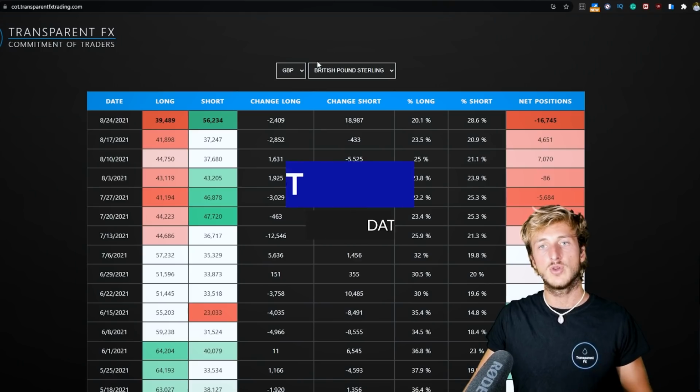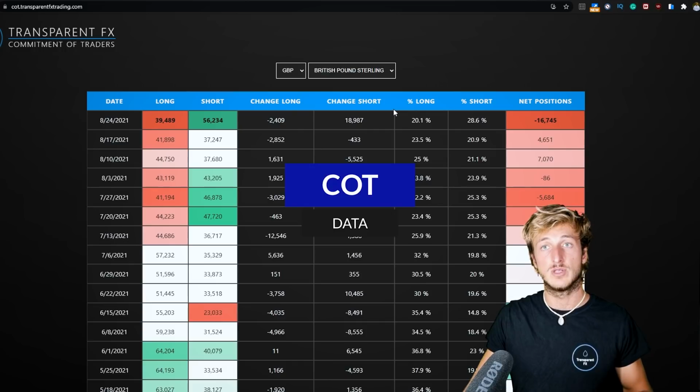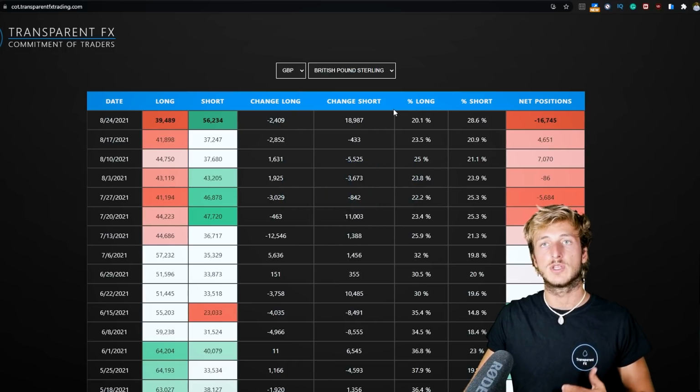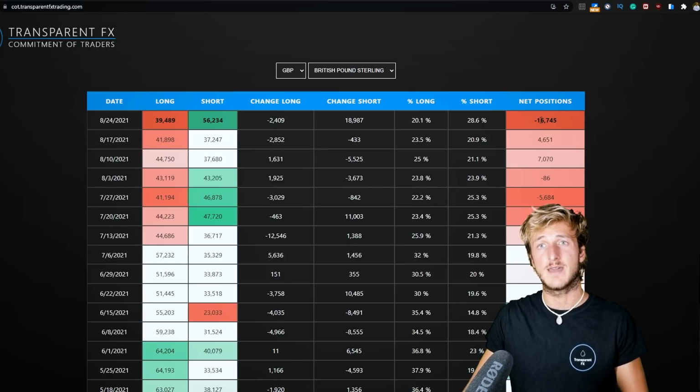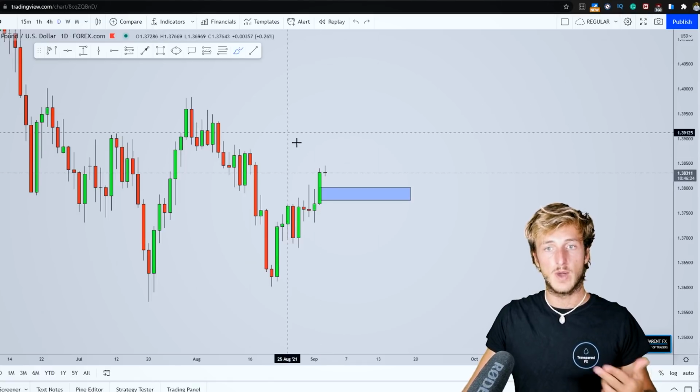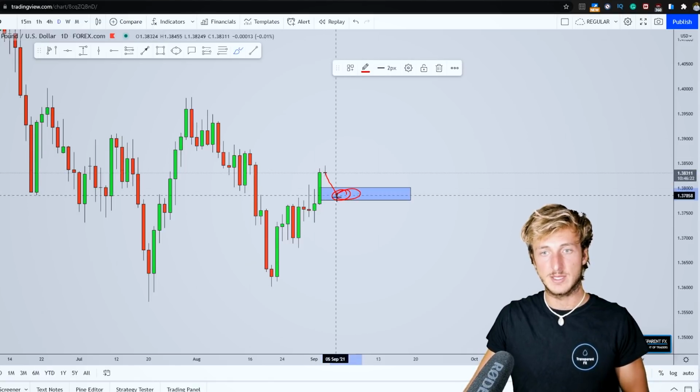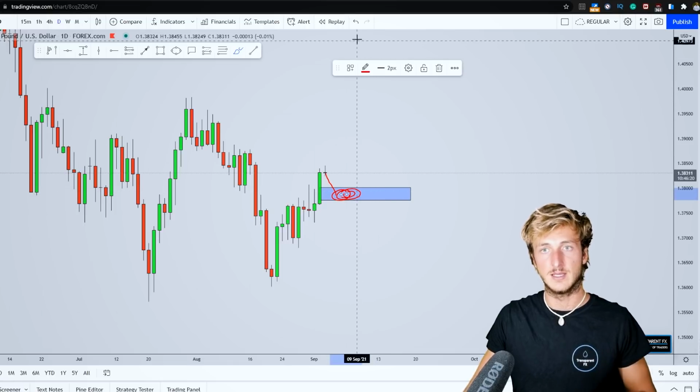Now, if we go and see what we have from a COT perspective, so commitment of traders, which is basically what hedge funds, so the non-commercials in the market are doing, we can see how lately net positions have been actually dropping. In fact, we just reached minus 16.7k net positions, which means that overall on the pound, at least at the moment, we don't see any longing. So a correction to this strong demand and support is quite likely.